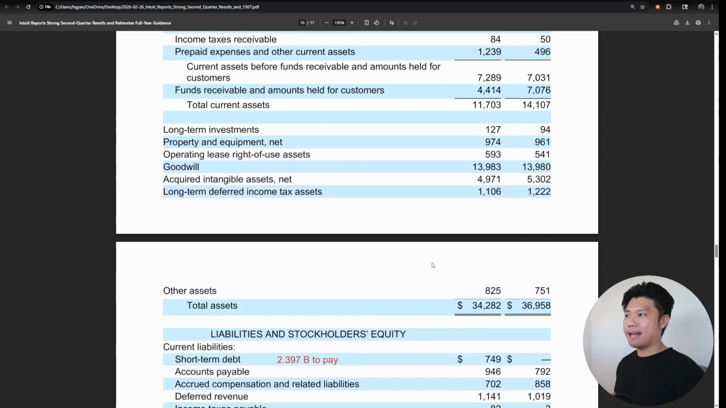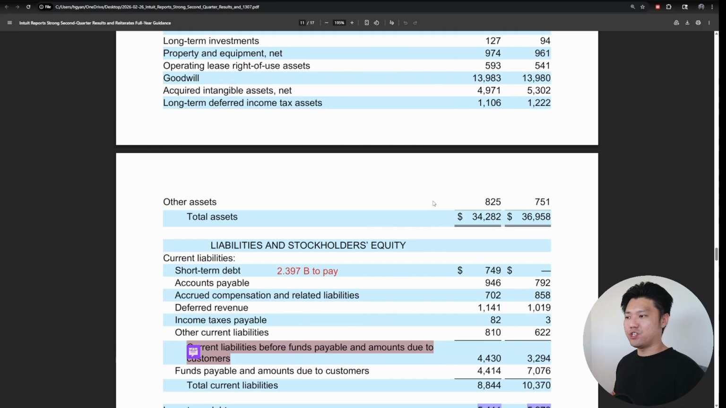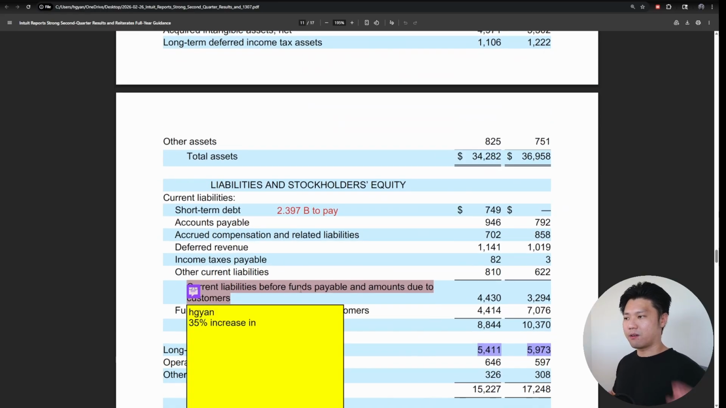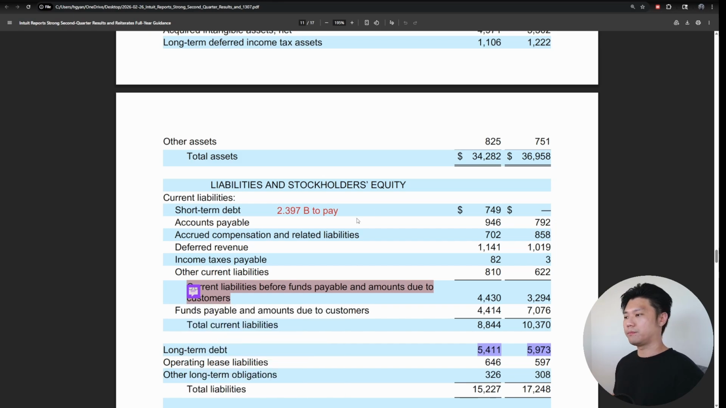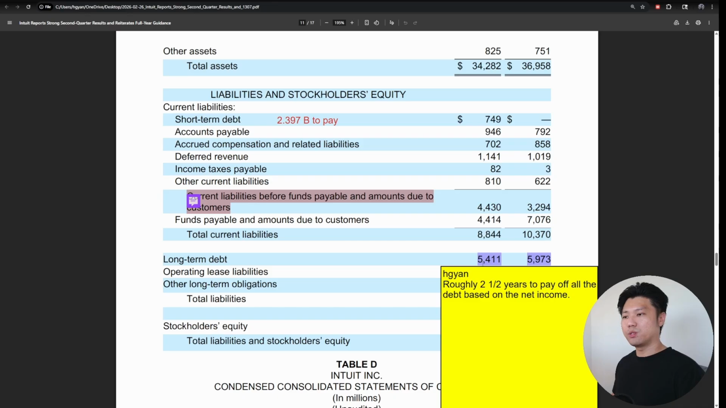Nevertheless, if you look at the asset segment of that, we have about $7.2 billion. It's just that the increase in these current liabilities of the funds is more concerning, but we have to see in the future if this gets worse. And for the long-term debt, it's almost nothing to worry about for now. It's about $5.4 billion, and it roughly is going to take 2.5 years to pay off all the debt based on the net income. Yes, I know we're supposed to use the free cash flow, but I'm just being lazy here, using the net income, 2.5 years.